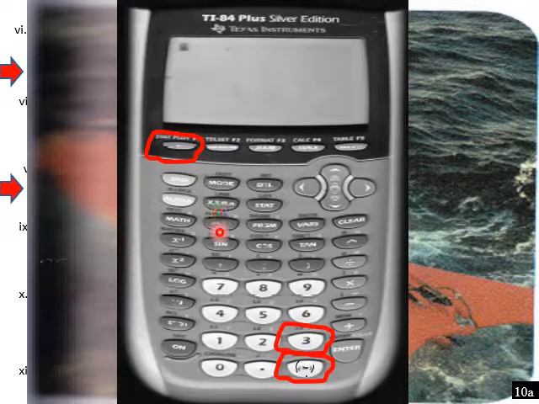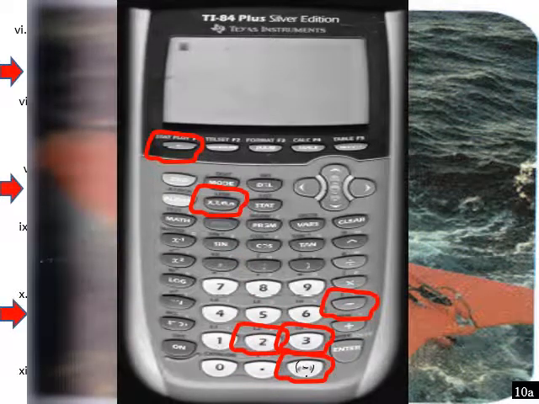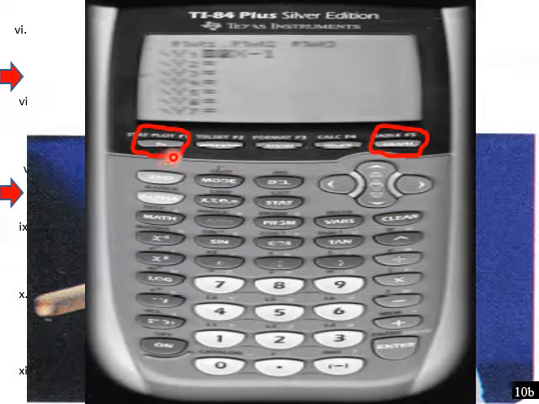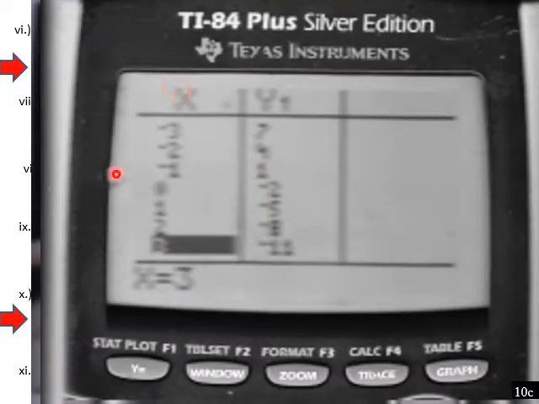Y equals, we're going to do 3x minus 2. So what does that look like here? 3x minus 2. And then we're going to hit y equals, we're going to hit graph, and then table. Here is our table for this. When x equals 3, here's a table to show this equation for values. This is what a table looks like in a TI-84 Plus.